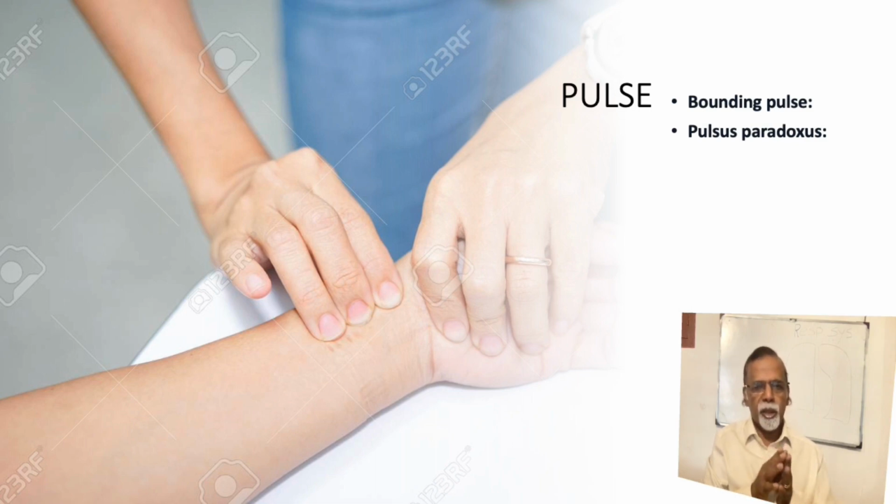So the most important thing is to pretend that you are counting the pulse rate, without the patient being aware that you are counting the respiratory rate. Count for at least 1 minute. Look at the rate. More than 20 you call tachypnea, less than 12 you call bradypnea. Look for the patterns of breathing, which we will discuss in another session.